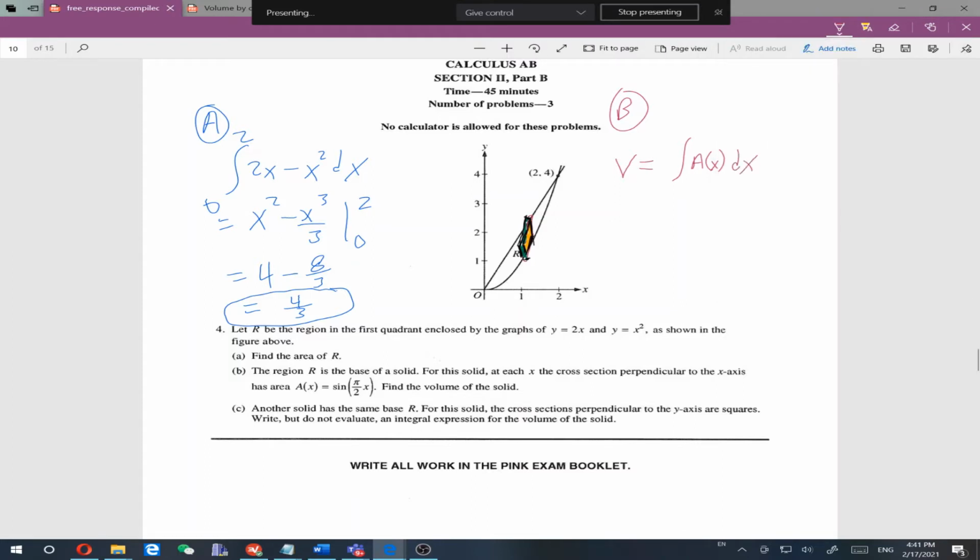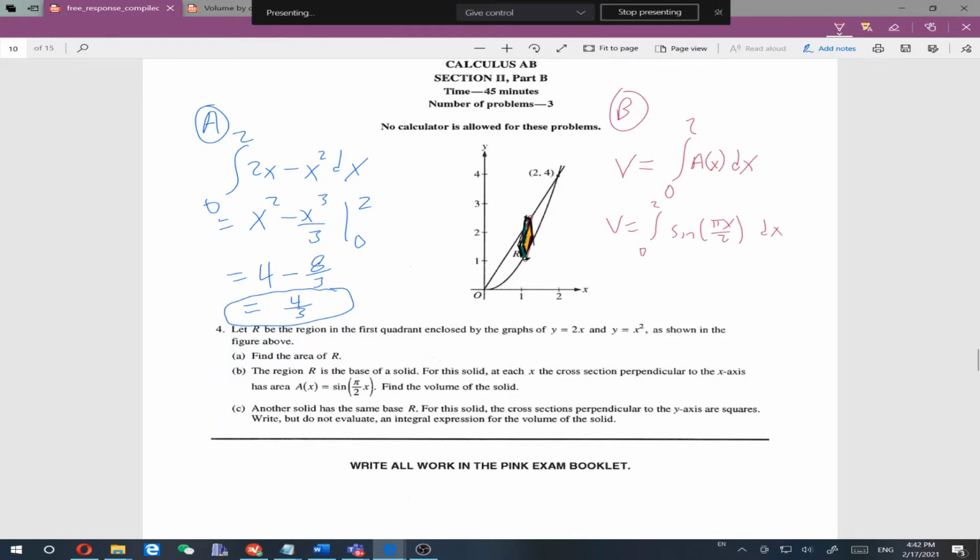And we're integrating from what x value to what x value? 0 to 2. Okay, so we're going to plug this in. This is the integral from 0 to 2 of the sine of pi x over 2 dx.